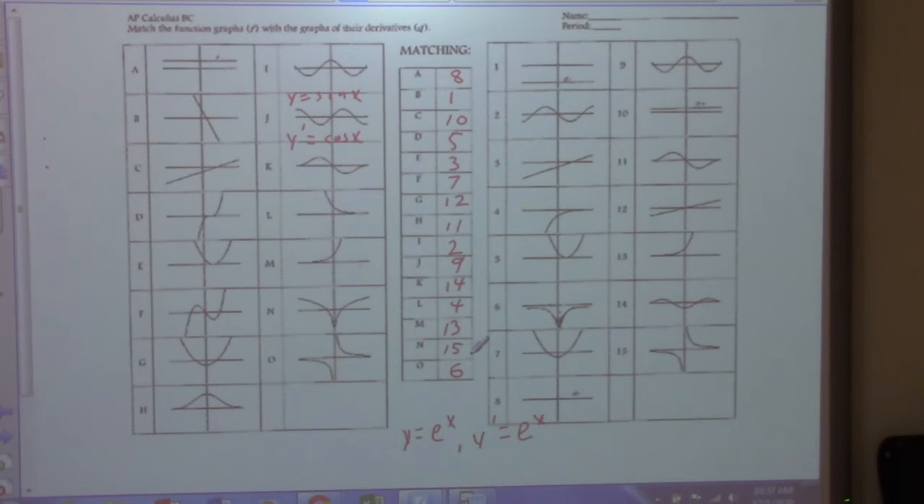So that's just something to file away in that memory bank as we go forward. We're going to be doing derivatives and so forth. All right.